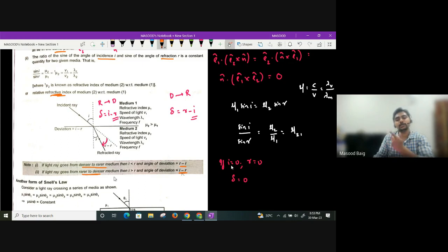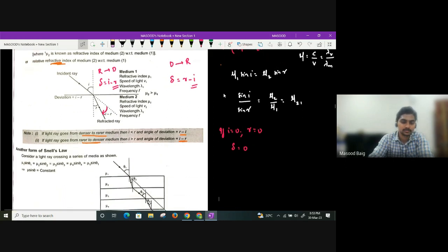However, when the angle of incidence is 0, the angle of reflection will also be 0, so deviation will also be 0 in that case. Unlike that in the reflecting case, guys. In the reflecting case, if the incident ray is along the normal, deviation is 180. In the refraction case, if the incident ray is along the normal, deviation how much?